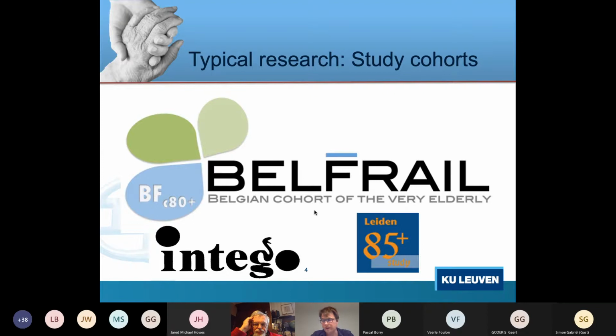That's, for instance, what I did in my PhD. I worked on the BELFRAIL study, the Belgian cohort for the very elderly. I worked a bit on the Leuven 85 plus data, and I did some work on Intego, the classic Intego data. I will not go into detail about BELFRAIL and the Leuven 85 plus study, although that would be interesting, but they are very classic cohort studies where you take something like 700 patients aged 80 and older, do an assessment, and collect data. That's a classic way of handling cohort studies.